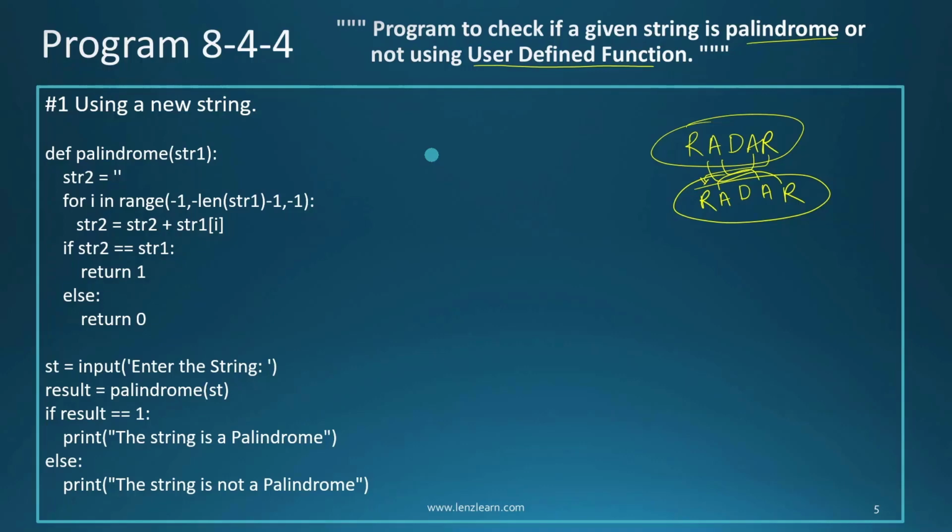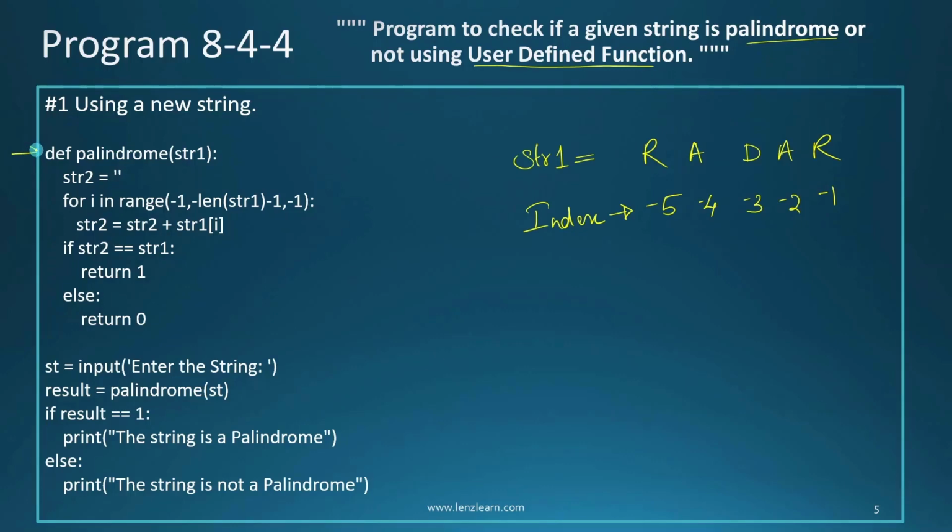If they are same, you can print the string as a palindrome, and if the reverse string doesn't match with the original string, then it is not a palindrome. So now let us take the example of this radar itself. We know that it's a palindrome, and let us run through the program.